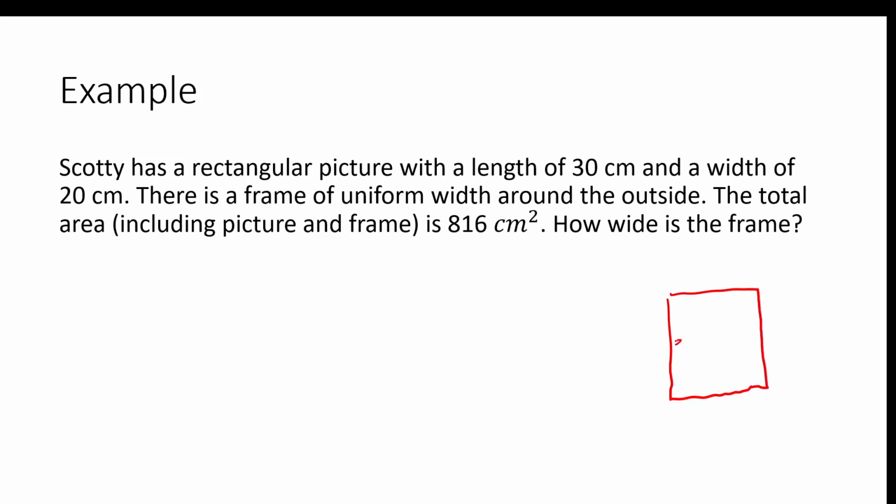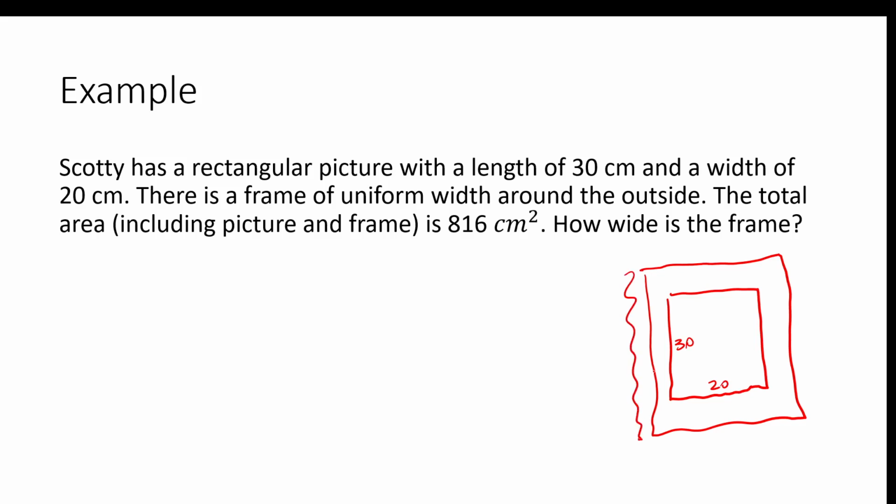We've got 30 centimeters and we've got 20 centimeters, so that part's easy. He puts a picture frame around it. It's supposed to be uniform. I didn't do a very good job drawing that, but the width is the same all the way around. And what it's saying is that this longer length times this longer width is going to equal 816.